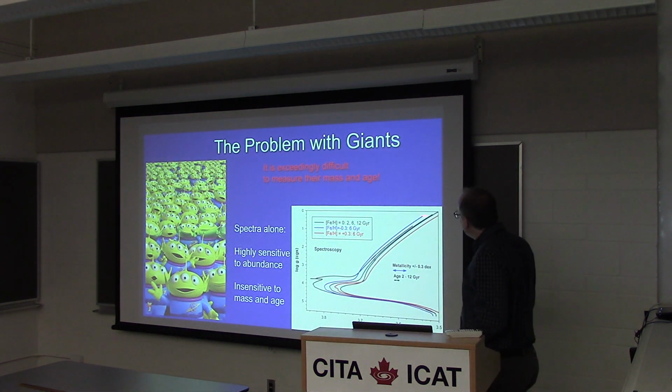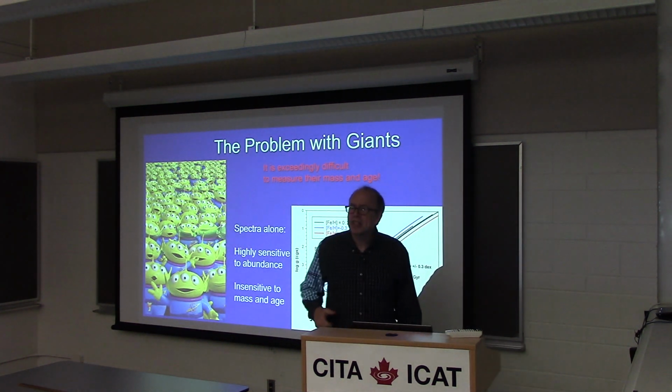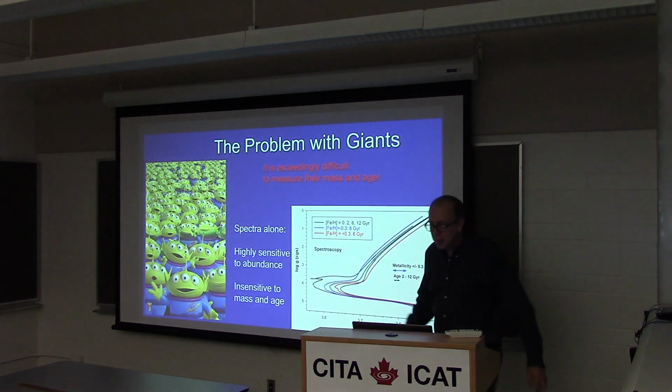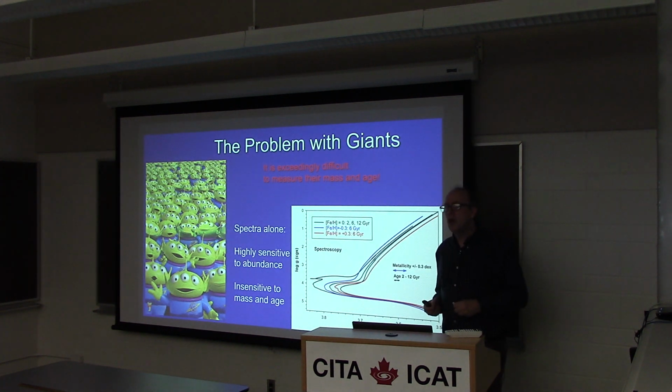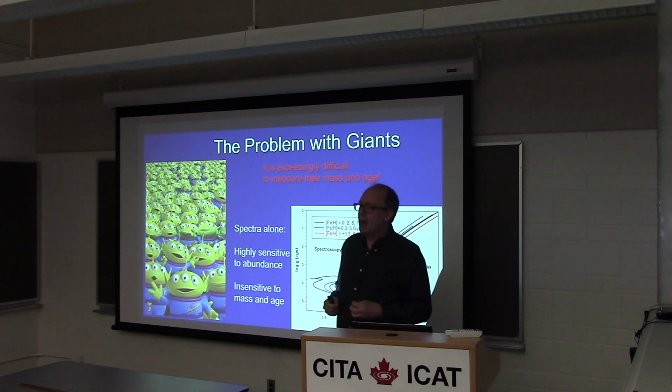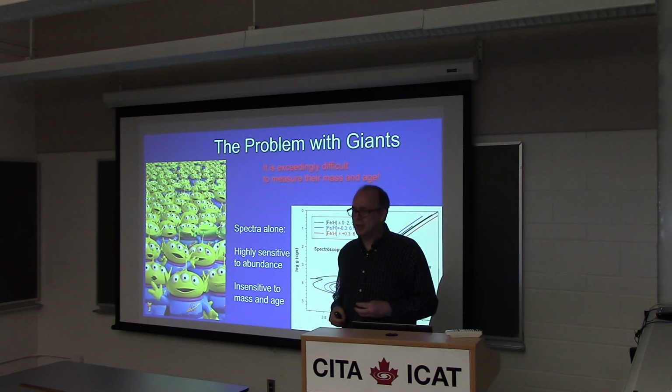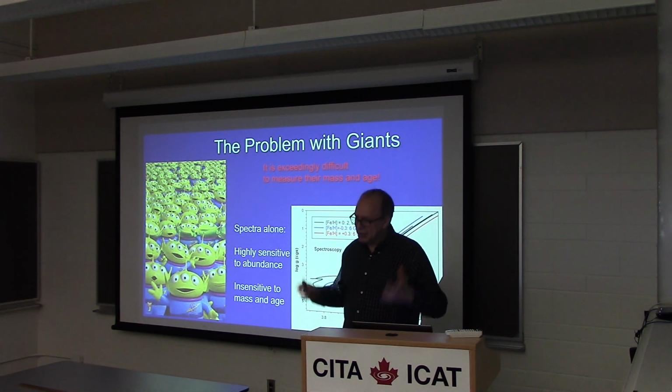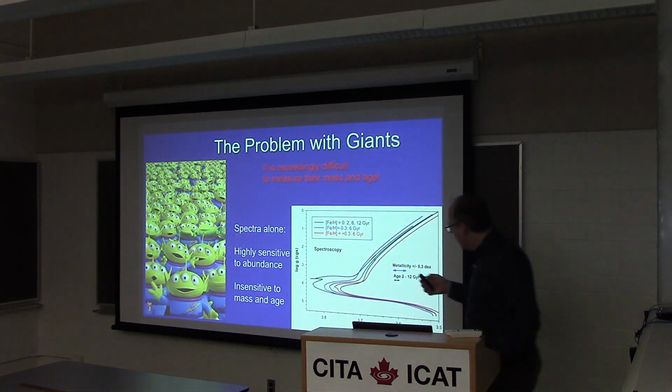When you're giants, they all converge together. They're impossible to tell apart. The blue and the red represent the effects of chemical composition. So the observed properties of giants are enormously sensitive to their composition, enormously insensitive to their age, and as a result, it's a terrible way to get ages to look at giants traditionally.